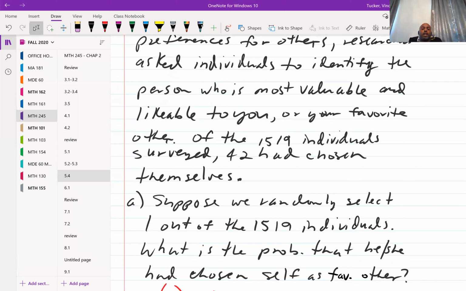All right, so looking at A, suppose we randomly select one out of 1,519 individuals. What is the probability that he or she had chosen self as a favorite other? I'll give you a chance to write that as well.